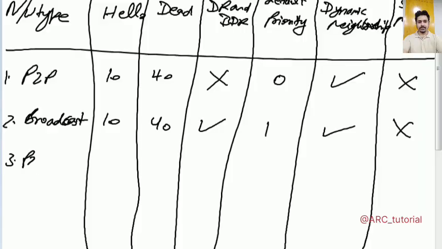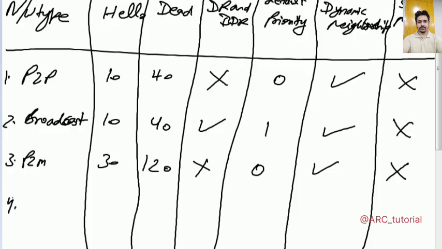Third, point to multi-point. P2M point to multi-point 30. Static neighborship you can configure otherwise, but in this network type you cannot. Point to multi-point 120. BDR no. Default priority is 0. Dynamic neighborship will come up. Statically cannot be configured. You cannot. If you want to configure your neighbor statically in OSPF, then you have to change your network type. Now I'm going to explain it.